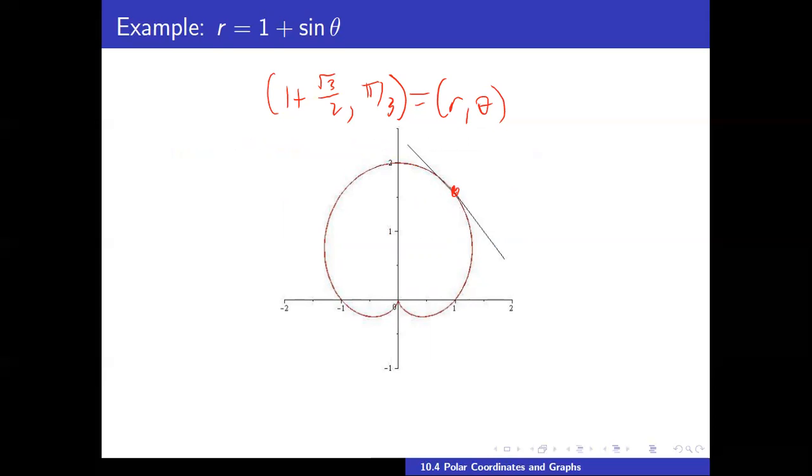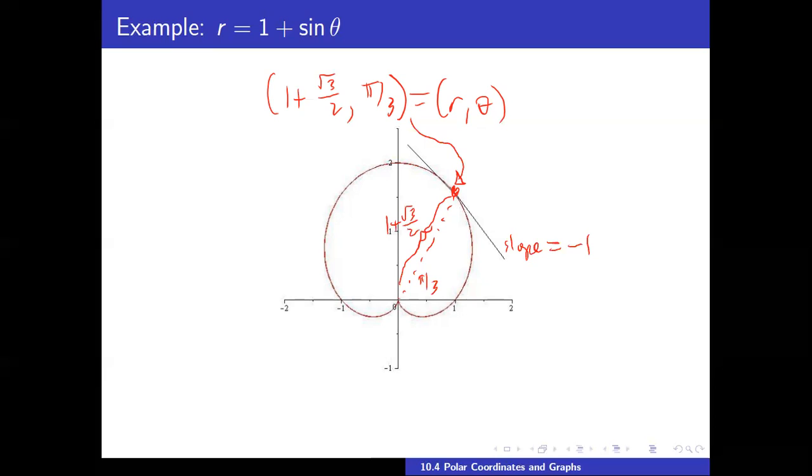And again, this is that point right there. And the slope here, what's the slope of this? We just discovered the slope is minus 1. That's right. So this angle right here is pi over 3, and the distance out to that point is 1 plus radical 3 over 2.